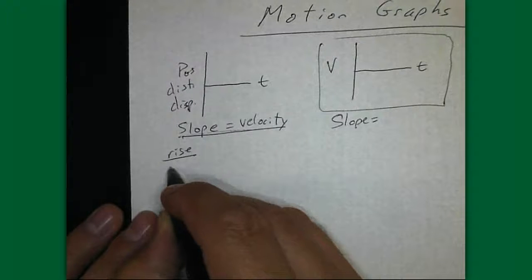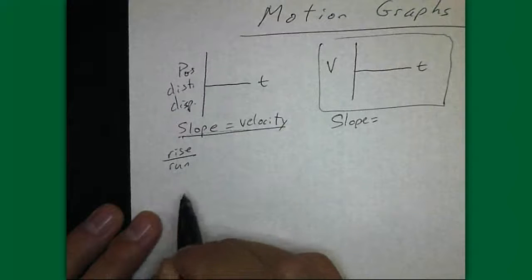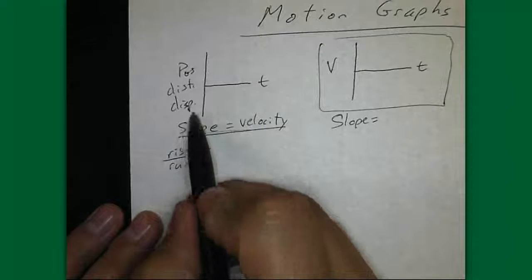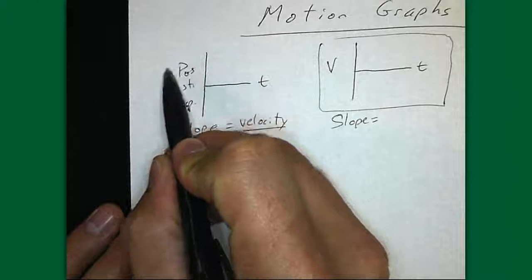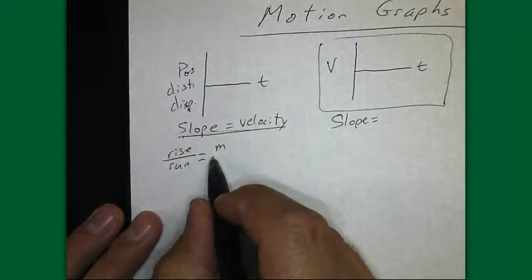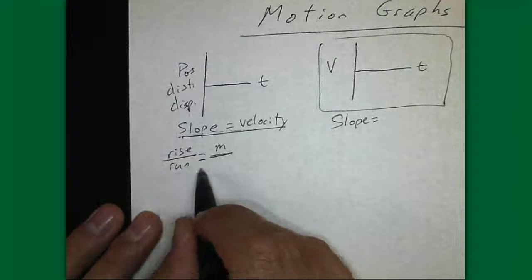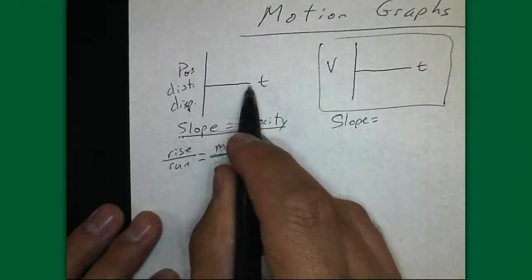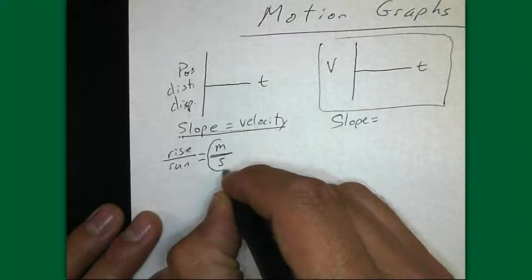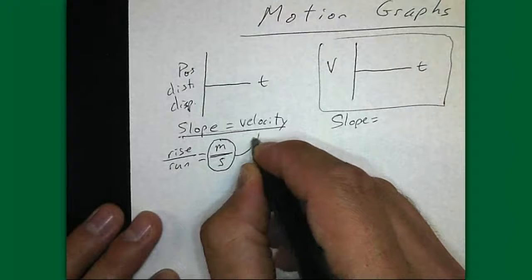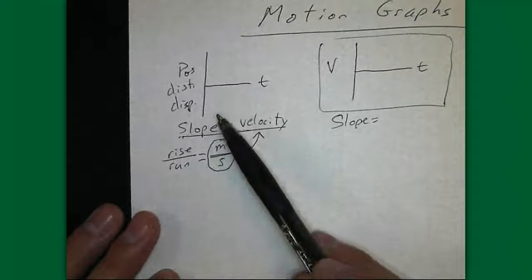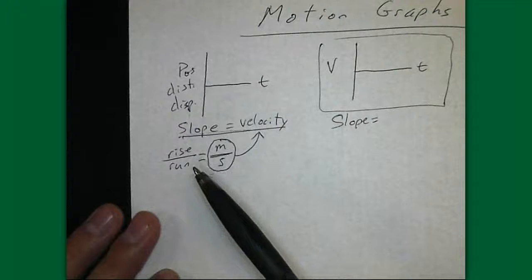If we calculated slope, we would calculate it by doing rise over run. In this case, the rise is position or distance, and those units would be meters, divided by the run, and the run is time. The x value is time, and those units would be seconds. That comes out to be meters per second, and that is the units that we use to calculate velocity. That's how we prove to ourselves that slope equals velocity in a position time graph.